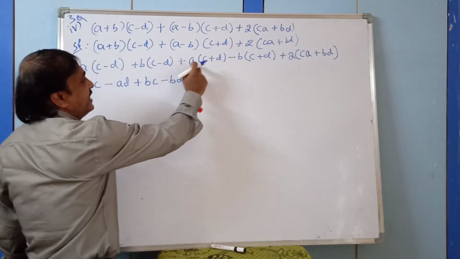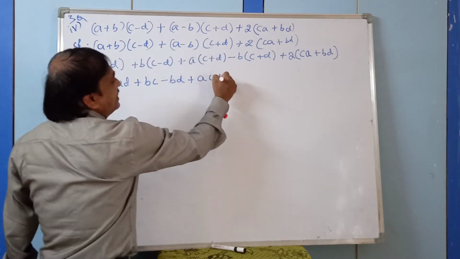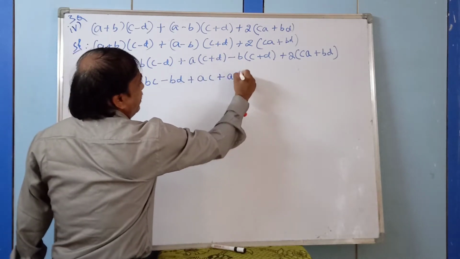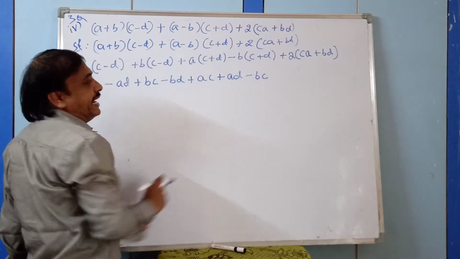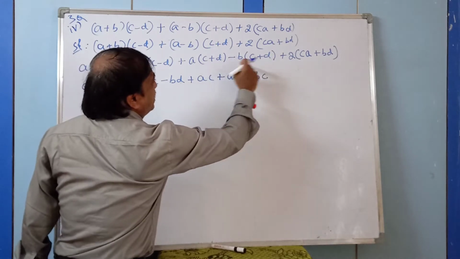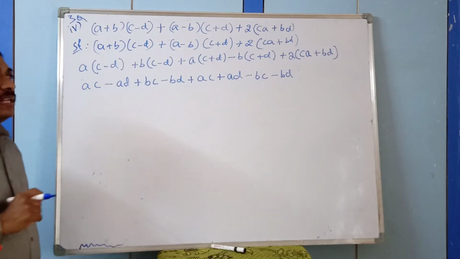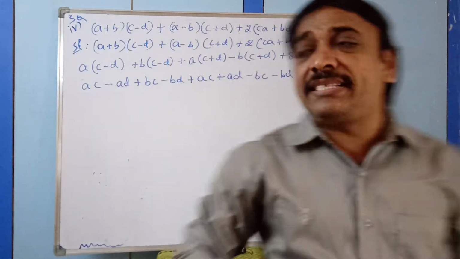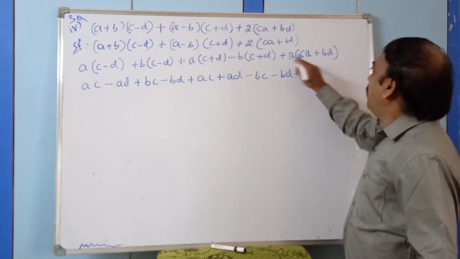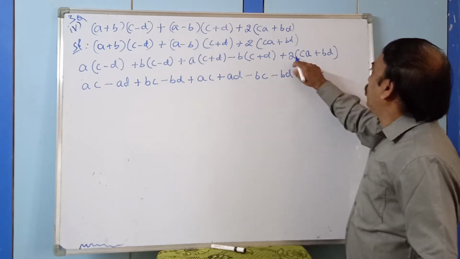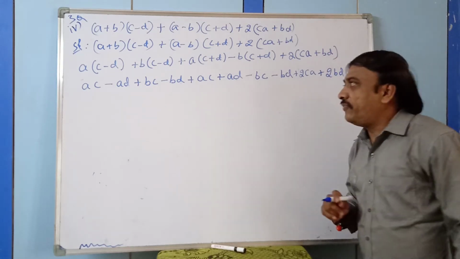Now plus A into C, plus AC; plus A into D, AD; then minus B into C, minus BC; the next, minus B into plus, minus into plus, minus B into D, BD. Then we have another term, that is plus 2 into CA, plus 2CA, plus 2 into BD, 2 times of BD.